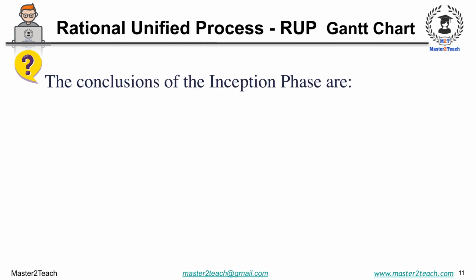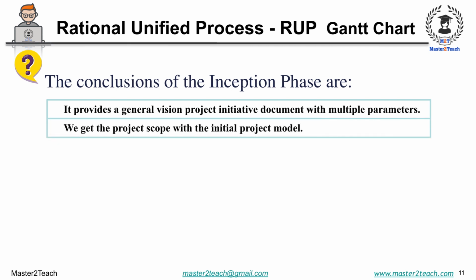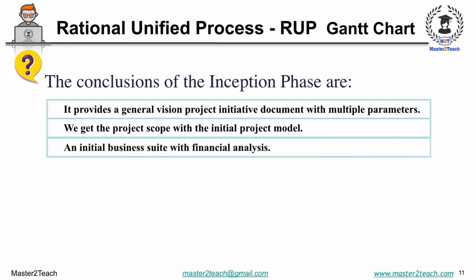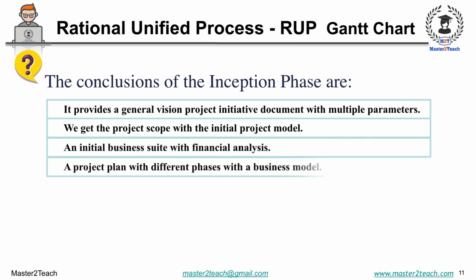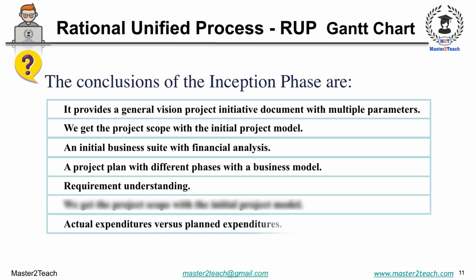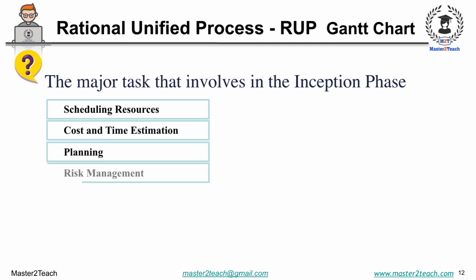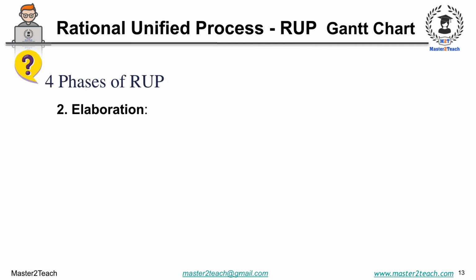The conclusions of the inception phase are to provide a general vision and project initiation documents with multiple parameters. We get the project scope with the initial project model, an initial business case with financial analysis, a project plan with different phases, a business model, requirement understanding, actual expenditure versus planned expenditure. The major tasks involved in the inception are as follows: scheduling resources, cost and time estimation, planning, risk management, prototype development.